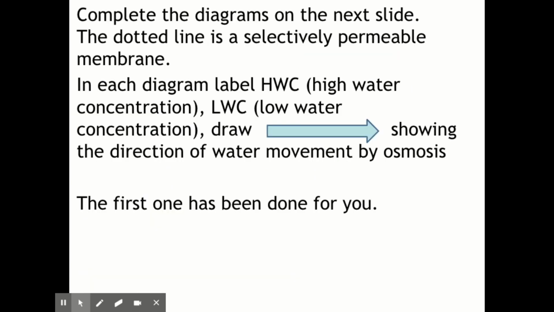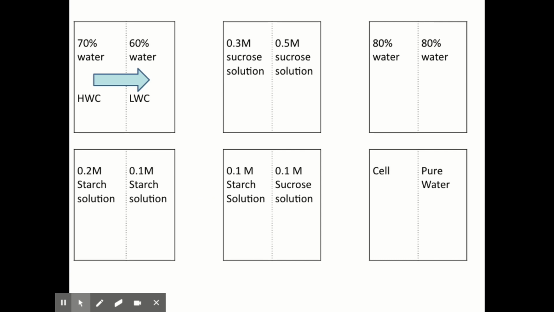So now what we're going to do is go through 6 examples that I want you to try. This works best if you draw these on a piece of paper and practice labelling them as HWC, LWC and with the arrows. Here we're going to focus on water molecules moving through osmosis only and not diffusion. So we're not looking at diffusion, just osmosis. We're going to go through these examples and I'll explain them one by one.